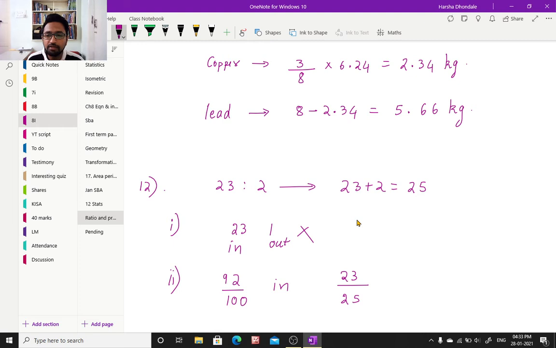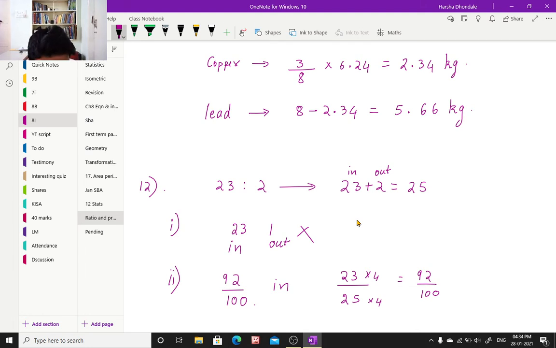So out of 25 times she served, it's Madhuka, sorry, 23 were in and 2 were out. So I have to compare 92 out of 100 with 23 out of 25. Now here 25 into 4 gives me 100, and 23 into 4 gives me actually 92. So therefore this statement is correct.